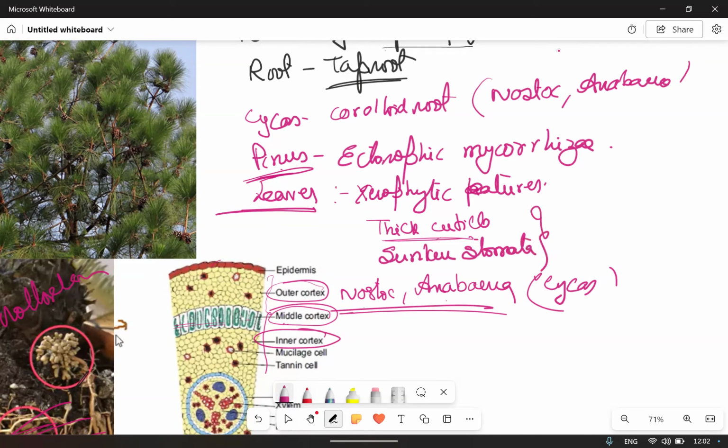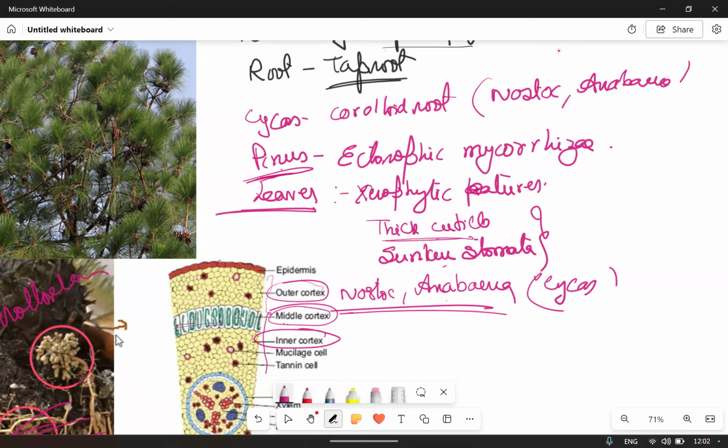So because of this thick cuticle and sunken stomata, the water loss through transpiration is reduced. Along with these two features of xerophytes, they have some other features also.